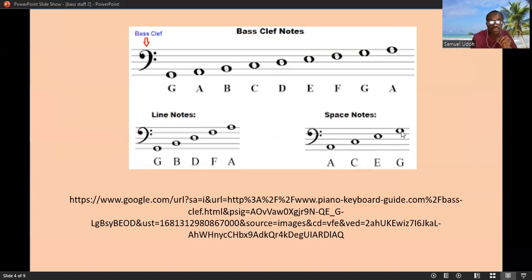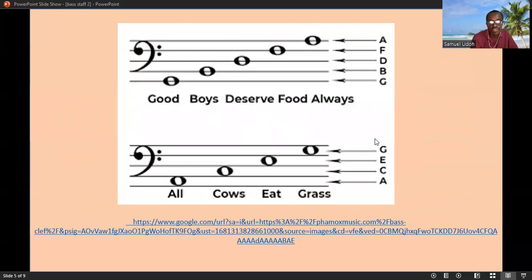Now you will need to master the names of the lines and spaces for a lot of reasons. If you're going to be playing an instrument, if you're going to be sight singing or sight reading, you need to know the names of these lines and spaces. How is that going to be easy? Some formulas have actually been developed for that.